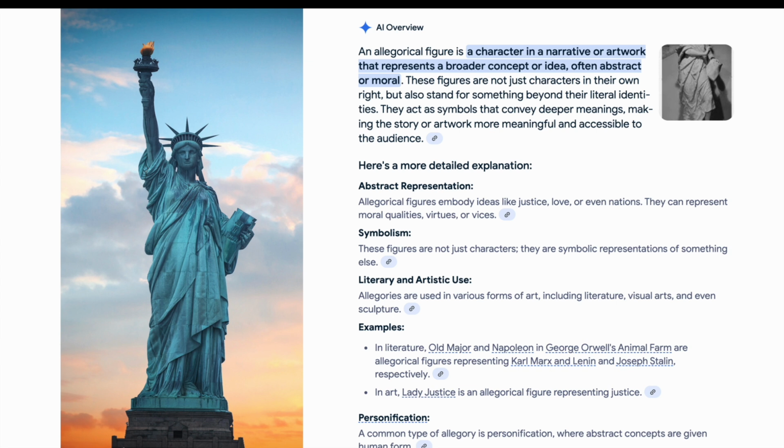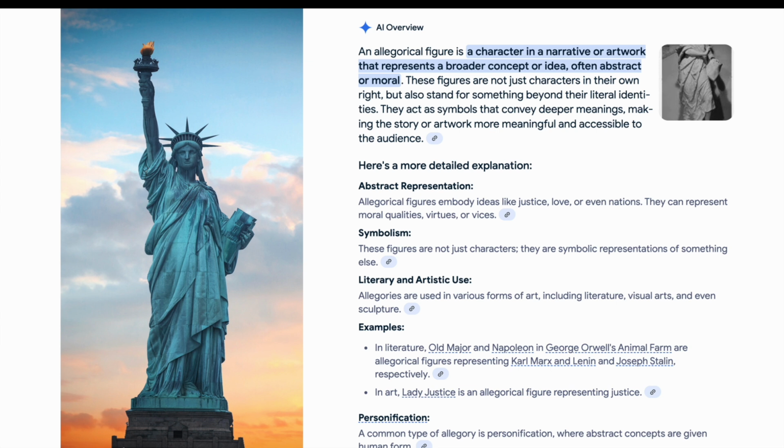I just pasted in here the AI overview of an allegorical figure. An allegorical figure is basically someone who represents an idea. For example, on the left this statue is very familiar to us. This figure represents the concept of liberty, right? So she represents liberty and freedom. She's got the torch, the book in her hand. Those are both representative of something and help to get across that this is not a real person, but an allegory or a narrative for an abstract concept.